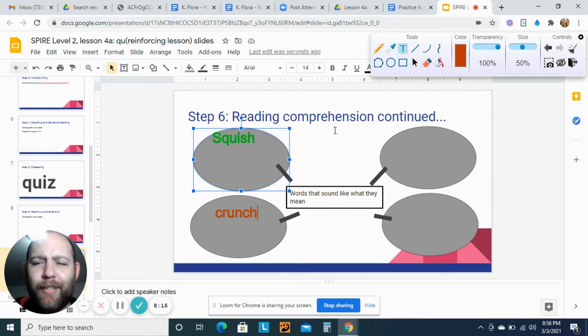What are some other sound words that you've heard before? I saw on there a pig. What kind of noise did a pig make? Oink. And whenever you're in a bathtub, can you make some sound words from that? Maybe splash. Excellent. Now you're finished with step 6 and you're ready for step 7.